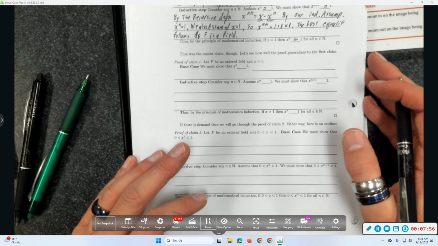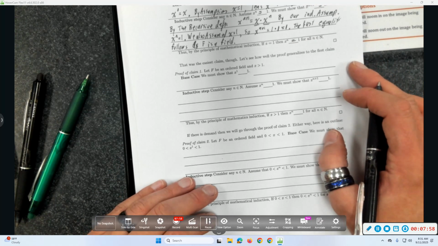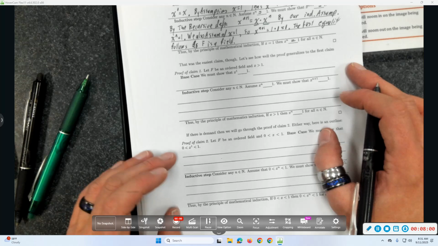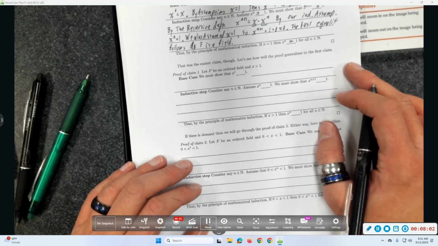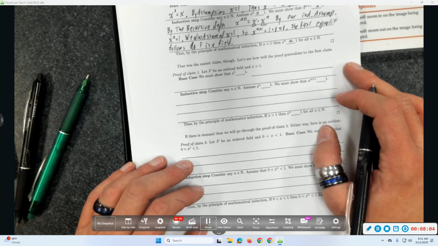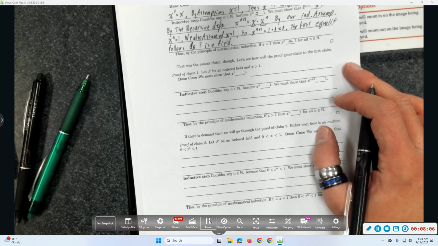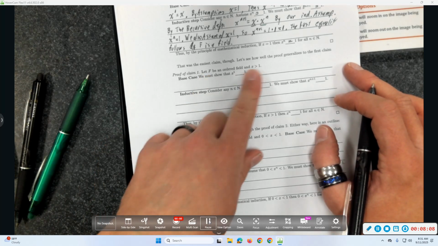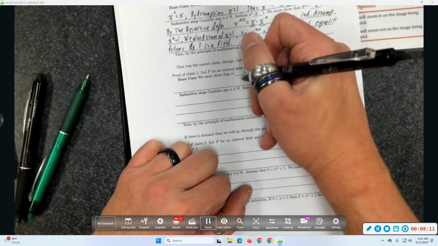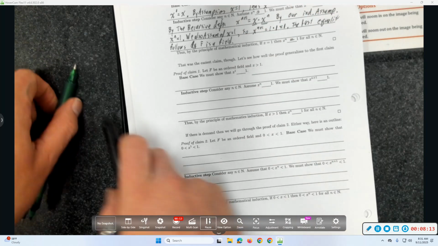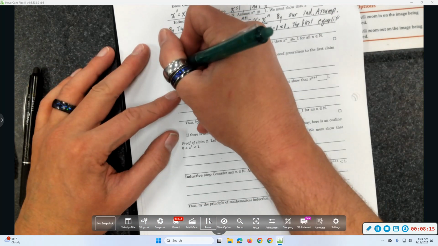And ideally, what you'll do now is you'll stop this recording, and you'll say, well, I know how to do the other two claims, and you'll just do them on your own. But I've got enough time that I can continue this recording for a bit. Let's do some more induction. Let F be an ordered field and x be bigger than 1. Or maybe I should recall claim 1.